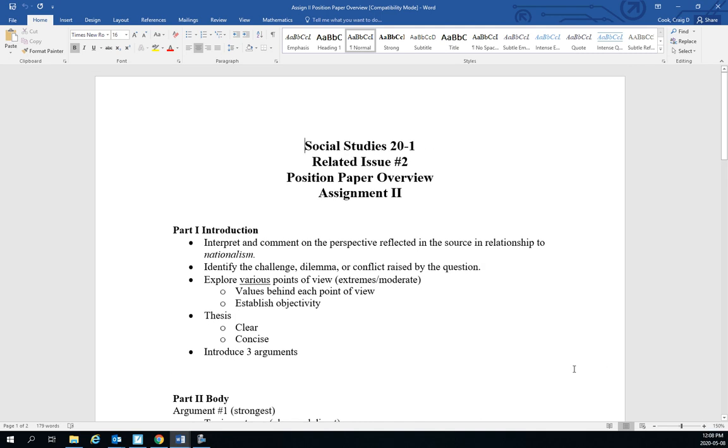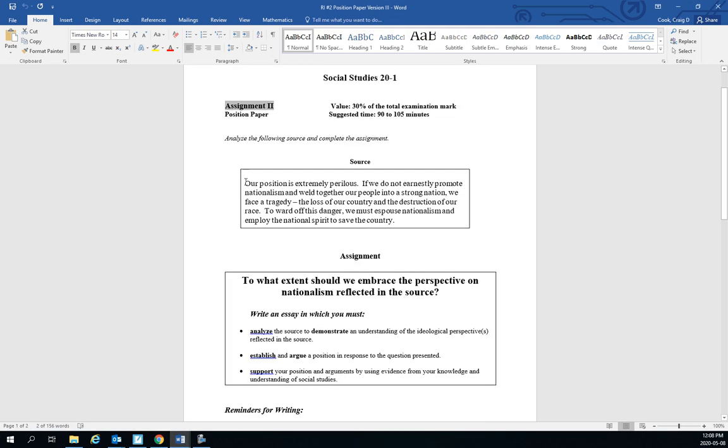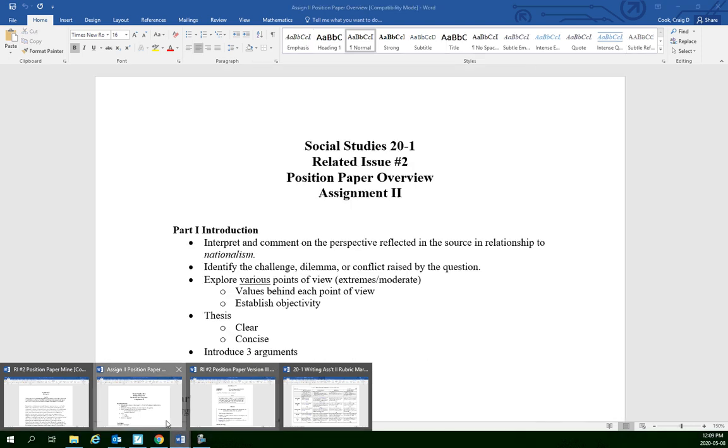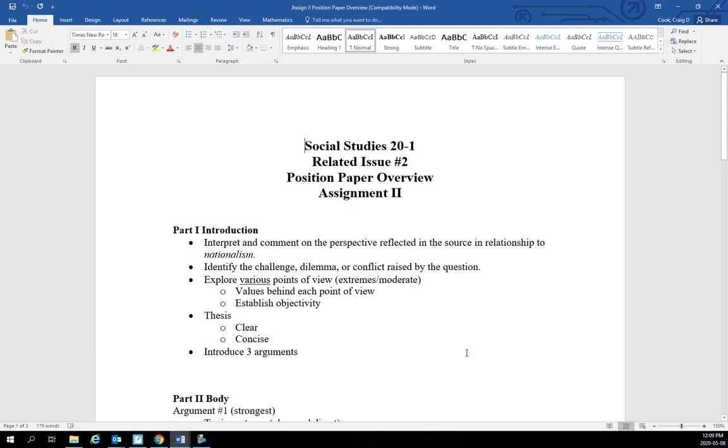What you do in part 1 is you take a look at that source. Think back to the source I showed you. You need to comment on and interpret that source. I'll help you with that specifically in a few minutes. But that's your first step when you put together the intro. Interpret and comment on the perspective in the source, and you're relating it to nationalism. That source might be in favor of nationalism. That source might be dead set against nationalism. So you're going to interpret it, and you're going to say, this source is saying this about nationalism.